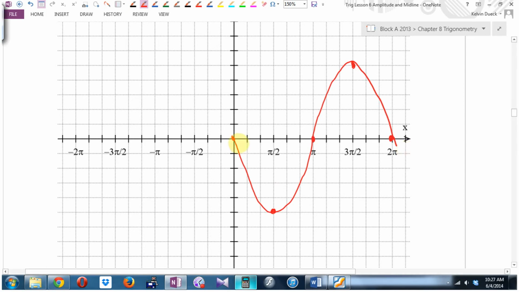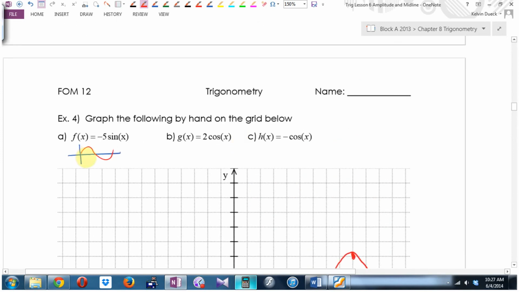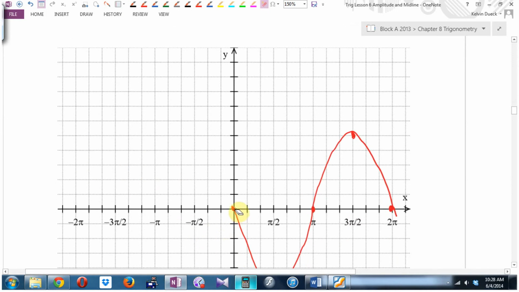So there's two key graphs, cosine and sine. Sine is always going to start in the middle. This is positive sine. Negative sine would go like this, head downwards. Cosine starts at top if it's positive. Cosine starts at the bottom if it's negative. Those are the four types of graphs for sine and for cosine. So the fact that this was a sine says I'm going to start in the middle. Negative says I'm going to head down. How far? 5 down. Okay.